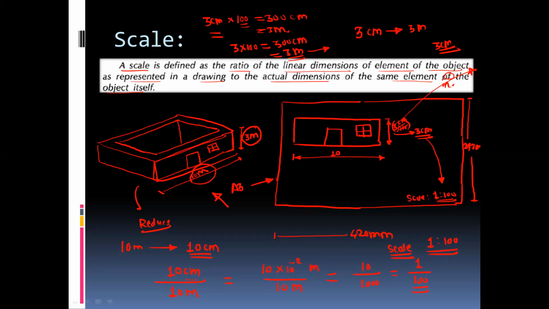Suppose we measure this length from the drawing sheet in terms of millimeter. Let us take this, comes out to be 3 millimeter. Sorry, this is 30 millimeter. Then 30 into 100, this will be 3000 millimeter, and this is equal to 3 meter. So this is the use of the scale.